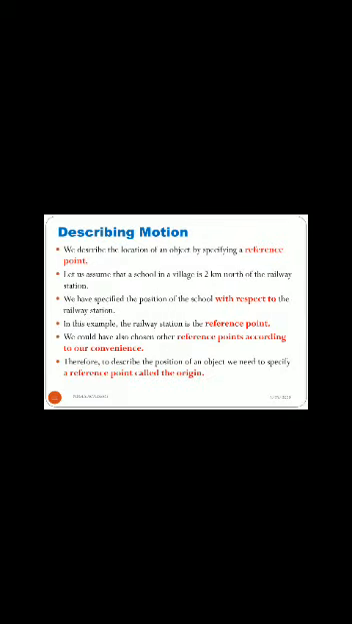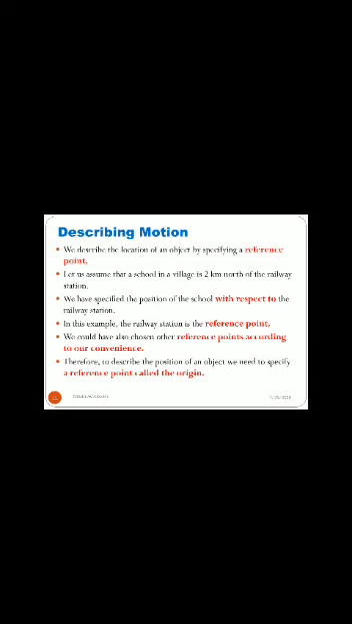So in every case, you are describing the location of your home or your school with some point like the station, Dudhya Tadav, or the bus station. They are all called a reference point. Let us assume that a school in the village is 2 km north of the railway station. Then your school is located 2 km north of the railway station. So north of the railway station indicates the school with reference to the railway station.